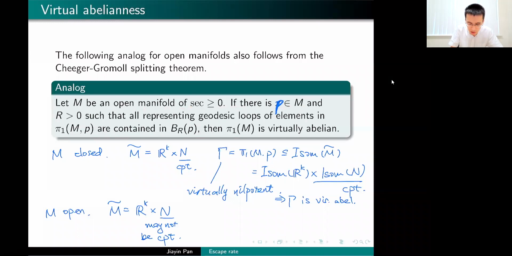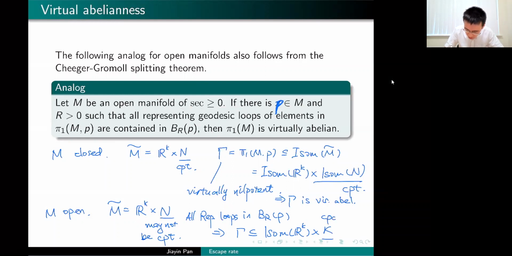But if we assume the assumption here, that is, all the representing geodesic loops are inside B_r(p), this will imply that you can view Gamma as a subgroup of Isom(R^k) times some K. Here K is a compact Lie group, although not the entire isometry group of N, but a subgroup of that. Then by a similar story, because Gamma is virtually nilpotent, you can show that Gamma is indeed virtually abelian. So that's roughly the story.